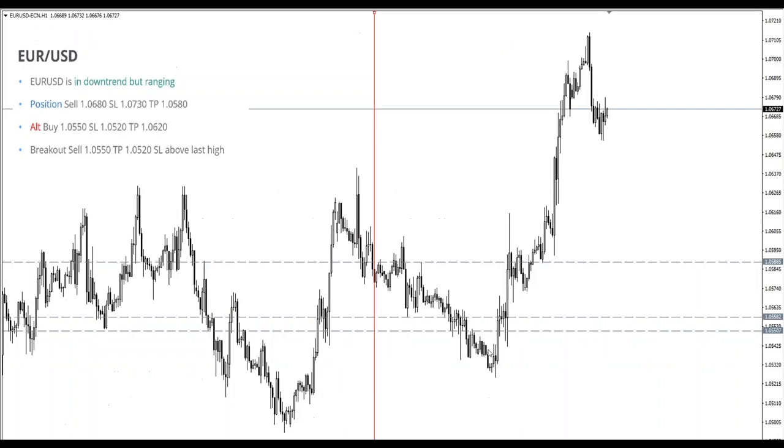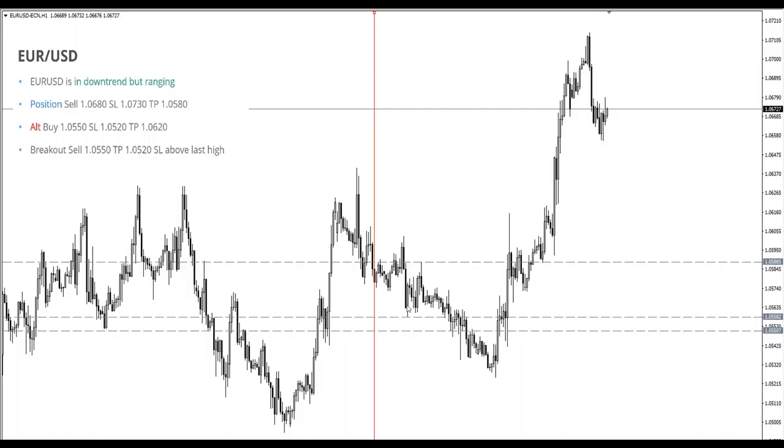Okay, let's see the previous week. Euro dollar, this is the session recap now. Euro dollar, 6th of March, 7 p.m. platform time, when our webinar starts. I told you to sell around 0680, to buy around 0550. What happened? We got into a buy trade at this point here. We trade the first touch, so this was the first touch.